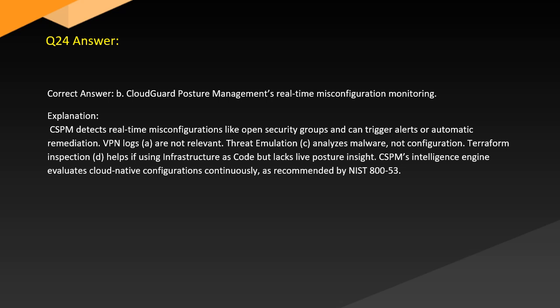VPN logs, A, are not relevant. Threat emulation, C, analyzes malware, not configuration. Terraform inspection, D, helps if using infrastructure as code but lacks live posture insight. The CloudGuard Intelligence engine evaluates cloud-native configurations continuously, as recommended by NIST 800-53.